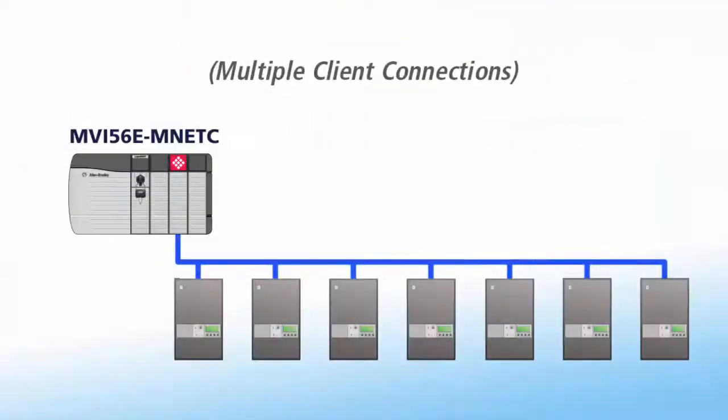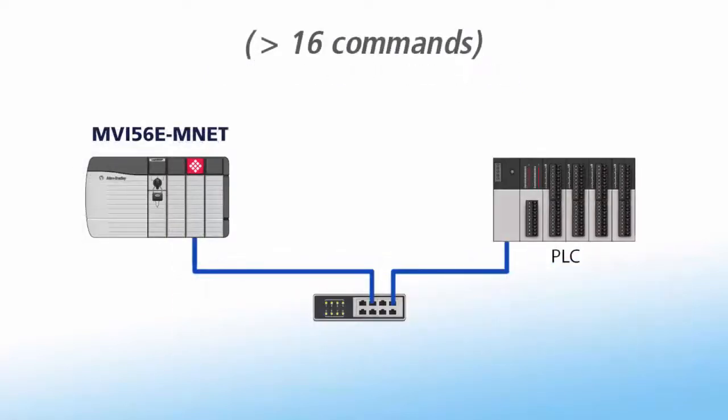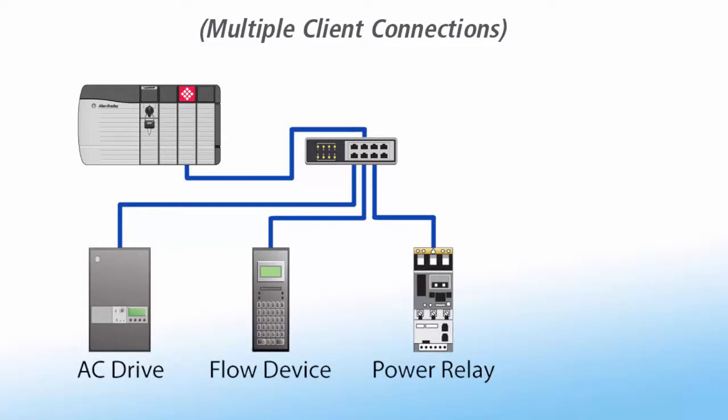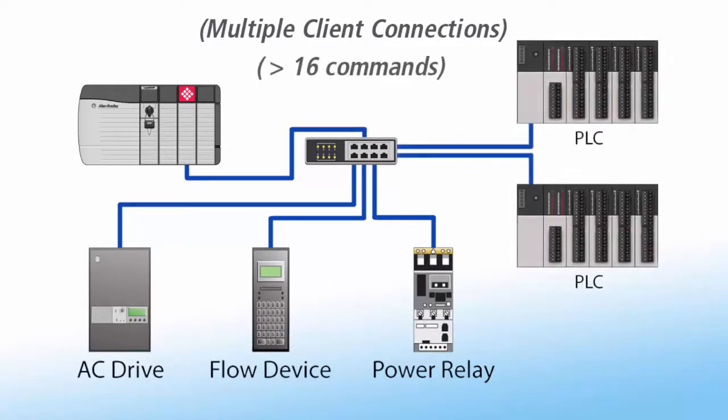So, in conclusion, if you have multiple Modbus TCP/IP server devices that you need to communicate with, go with the MVI56E-MNetC. If you need significantly more than 16 commands for your client connection, you should consider the MVI56E-MNet. If you intend to use the module in a remote rack via ControlNet, you would use the MNetR or MNetC-R. If your application is more complicated, like you need multiple connections and more than 16 commands per connection, contact our technical support for help figuring out your best option.